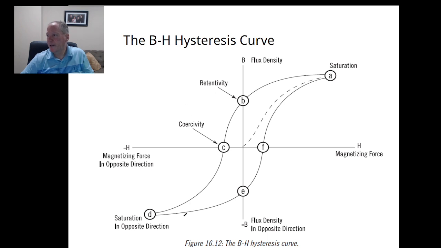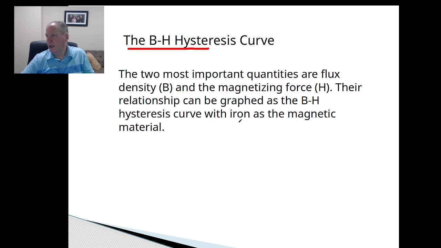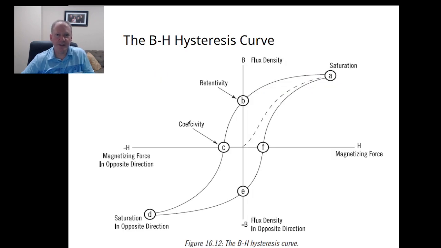And then the last section here is the flux density and magnetizing force. If it's graphed, this is known as a hysteresis curve. Where you have saturation in the magnet, that's point A. Where you have saturation in the opposite direction, that's point D. Retentivity, coercivity, and different flows are on this curve. So the relationship between the flux density, which is the B, and the magnetizing force, which is the H, is this hysteresis curve.